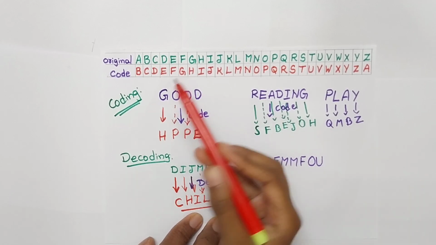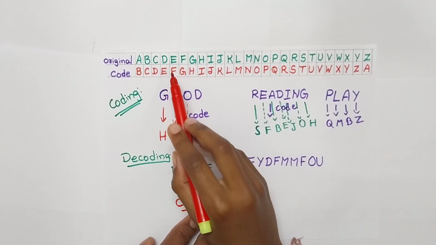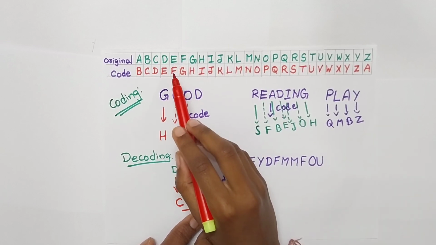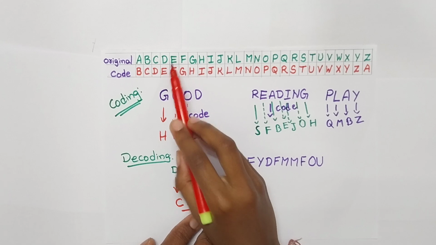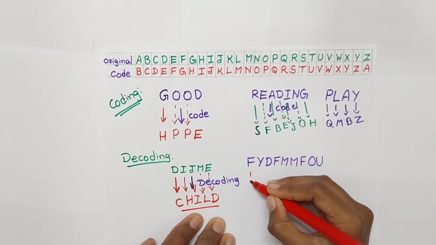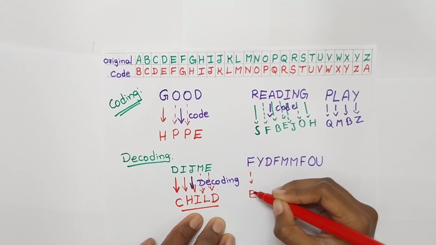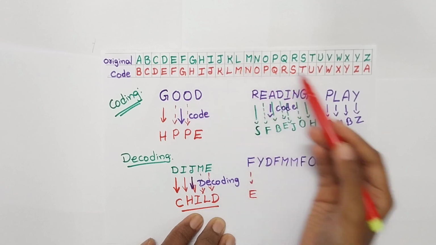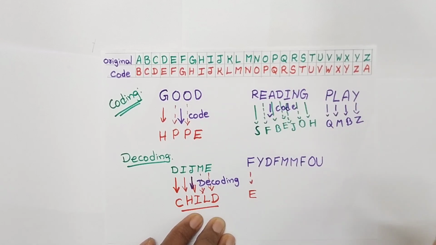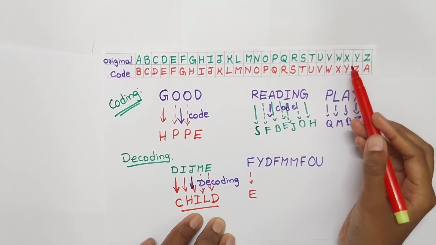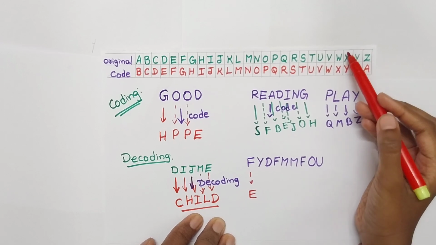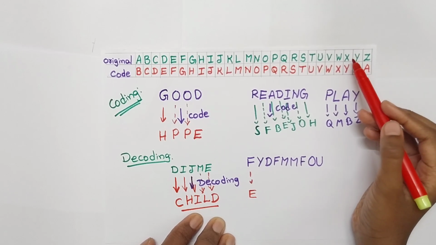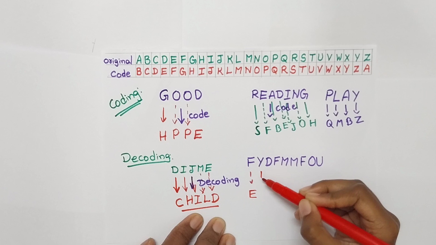So, where is F in the second line? Here's the F in the second line. For the F, the original letter was E. So, we are going to write E. For Y, where is Y in the second line? Here is the Y. For the Y, the original letter was X.